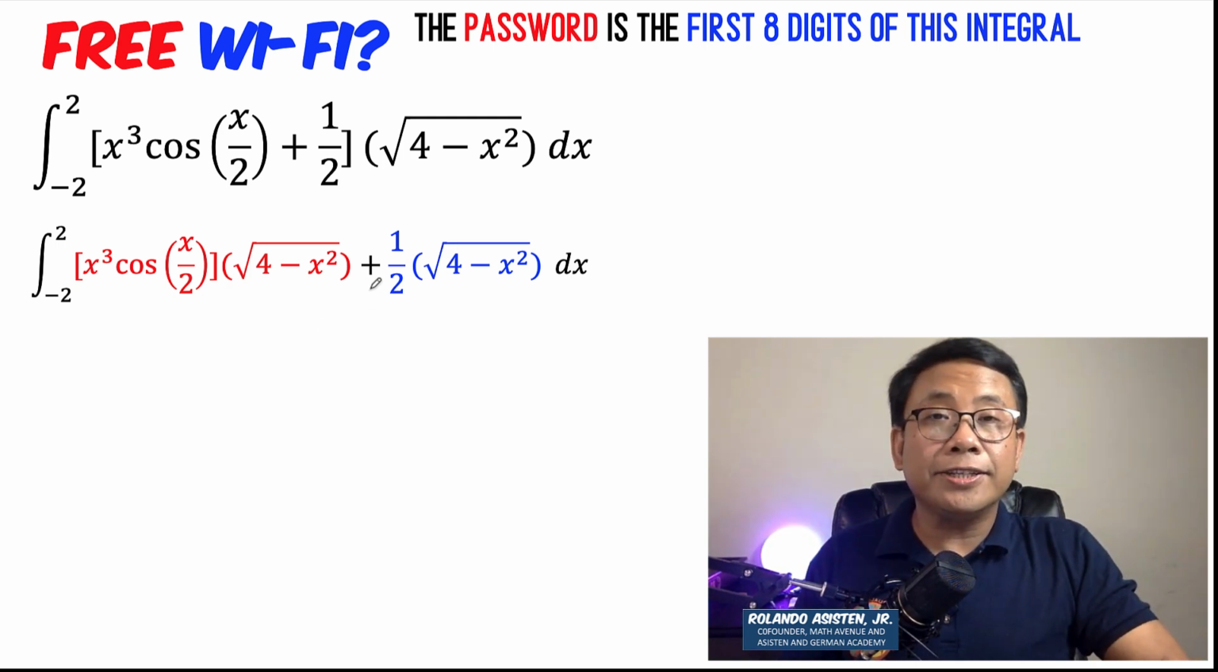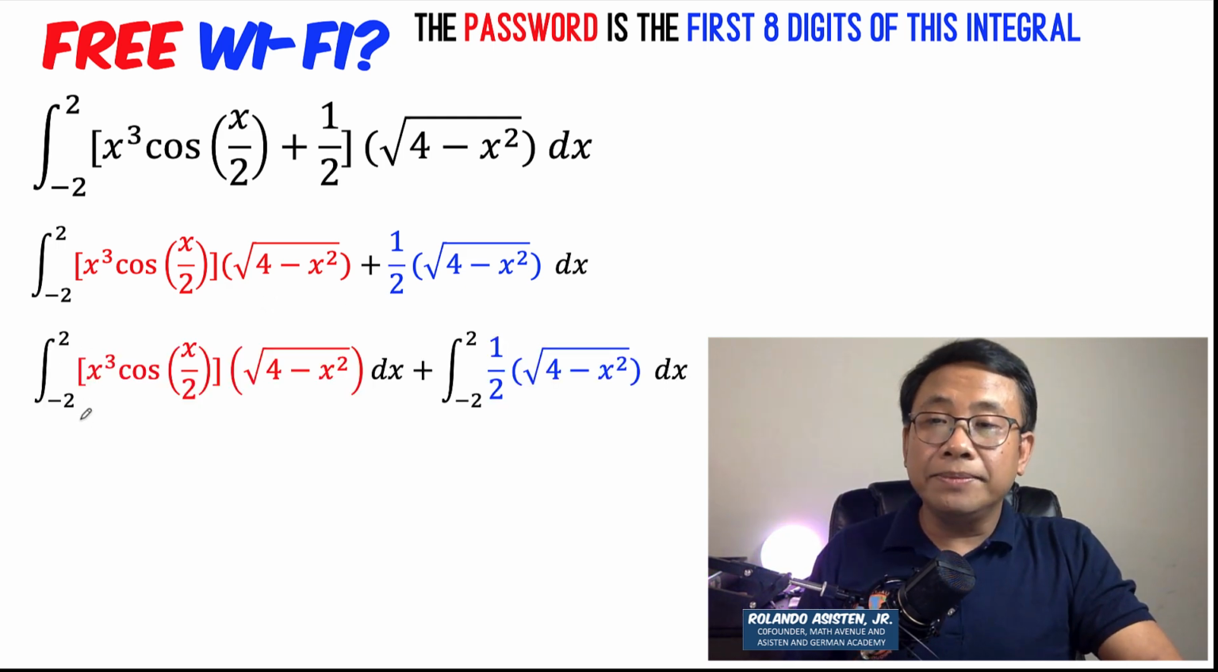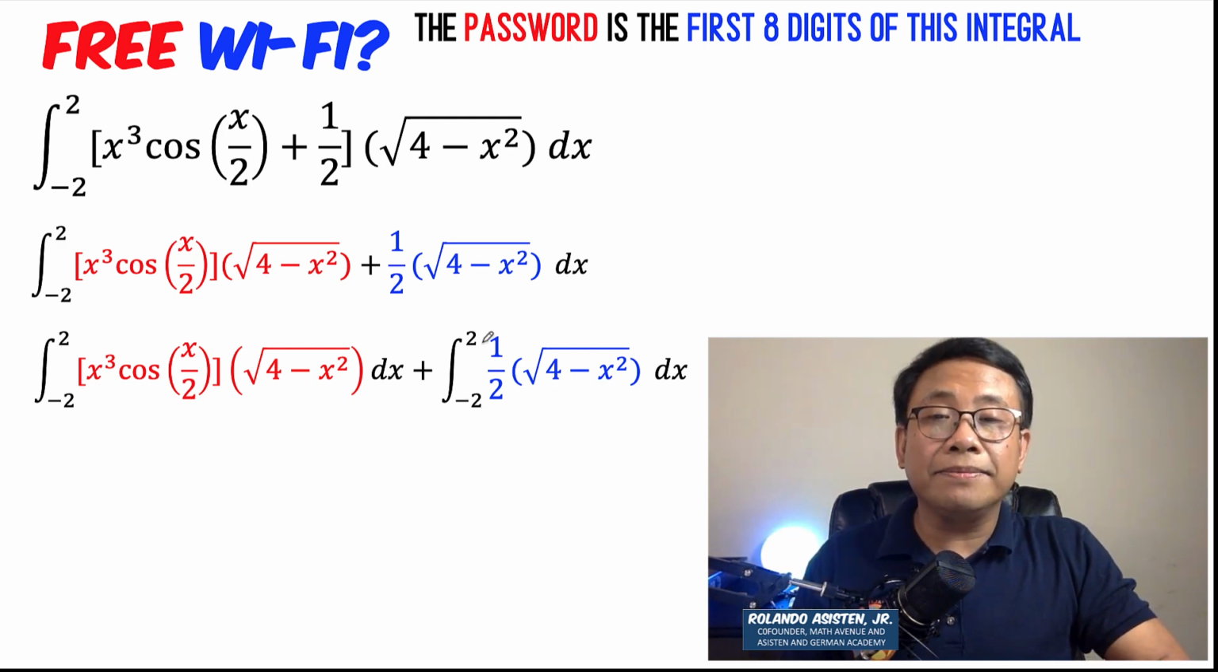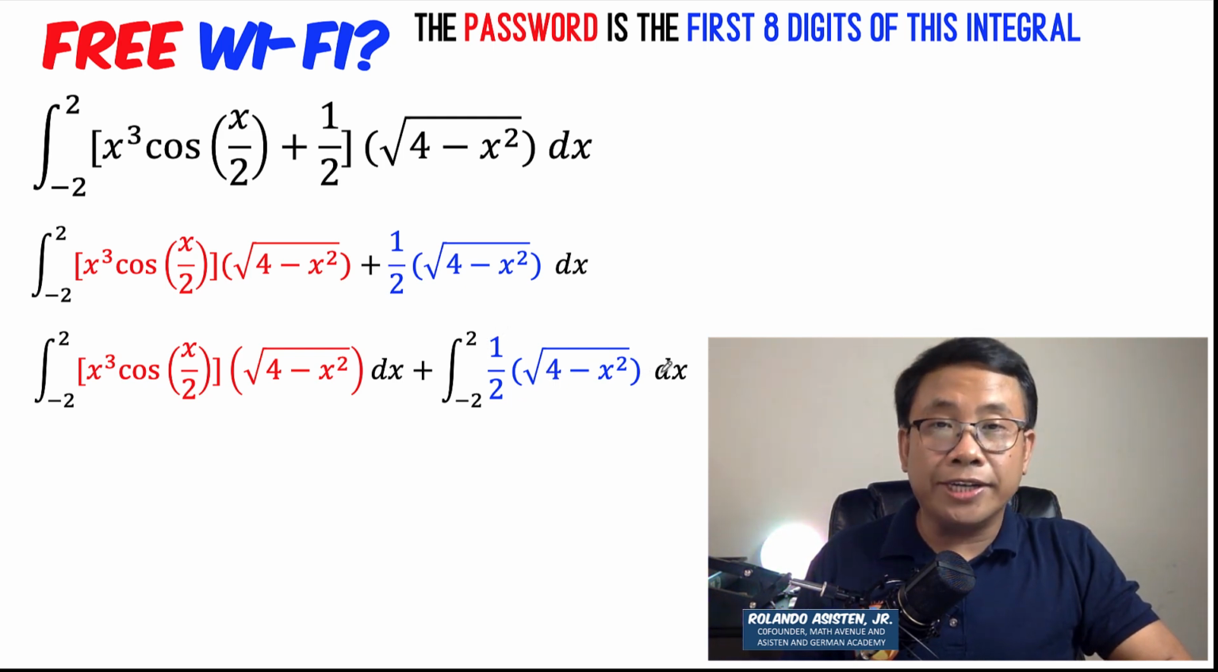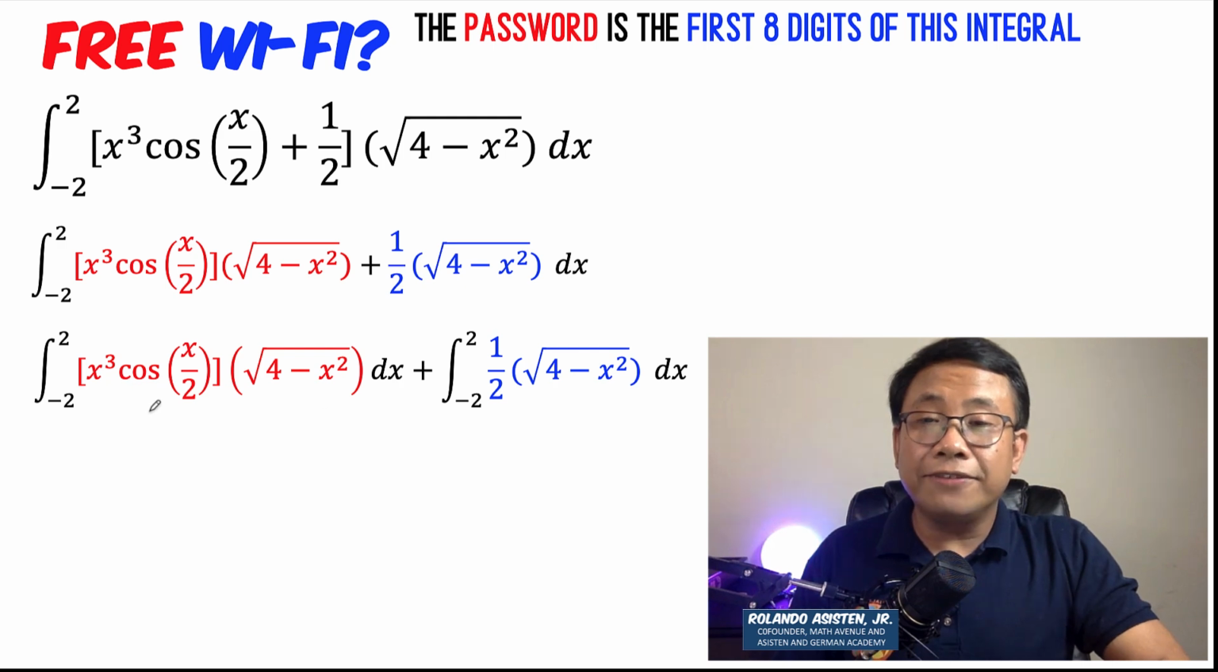So we now have here the integral of these two terms dx. Now from the properties of integrals, we can split this into two. The definite integral from -2 to +2 of x cubed times cosine of x over 2 times the square root of 4 minus x squared dx. That is one integral, plus another definite integral from -2 to +2 of 1/2 times the square root of 4 minus x squared dx. Let's concentrate first on the integral of this red function.